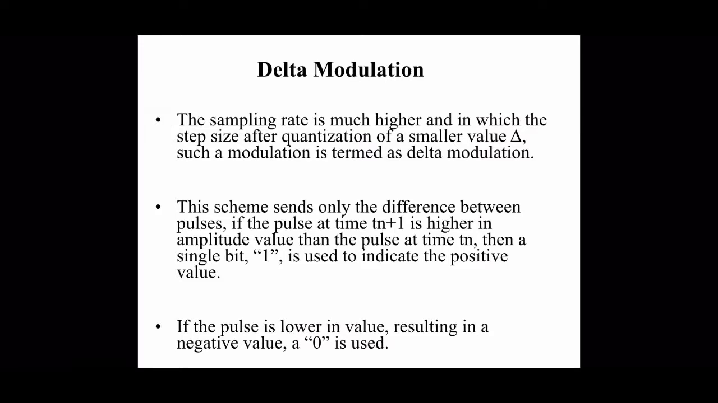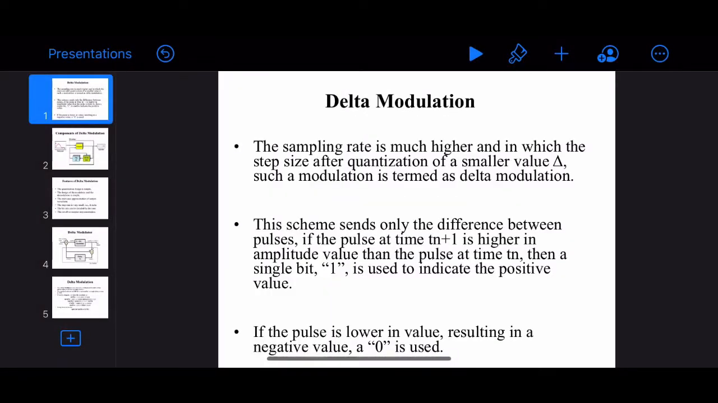So if the pulse at time Tn plus 1 is higher in amplitude value than the pulse at time Tn, that means we are usually taking the time Tn. Here we are taking the higher amplitude, that is Tn plus 1. Then a single bit 1 is produced, which is used to indicate the positive value. In the other case, if the pulse is lower in value, that is a negative value, 0 is used. So positive means 1 is used, negative means 0 is used.